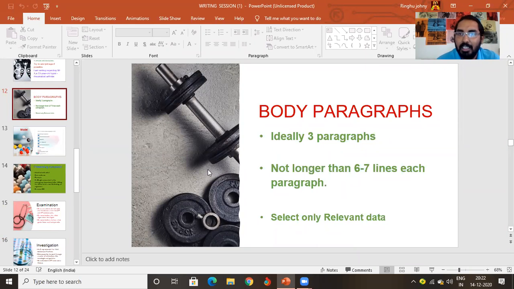Not longer than 6 to 7 lines each in a paragraph. Select only relevant data. When I say this, I hope everybody has seen the OET sample test paper. They are a bit long. In a line, you can write 10 words, so 6 or 7 lines will be like 60 to 70 words. More than that won't look that nice. So I'll suggest 60 to 70 words in a paragraph, not more than 6 to 7 lines each paragraph. Three paragraphs ideally.